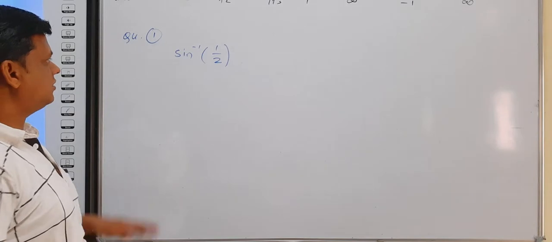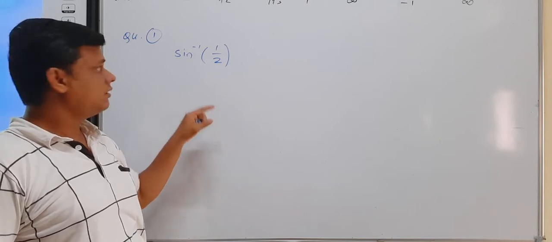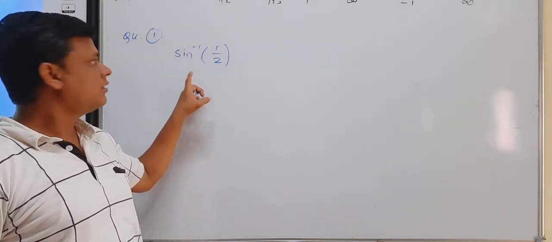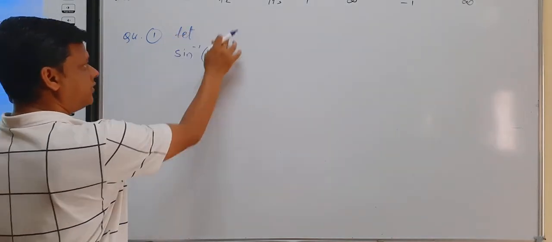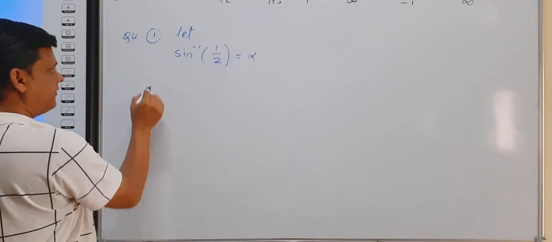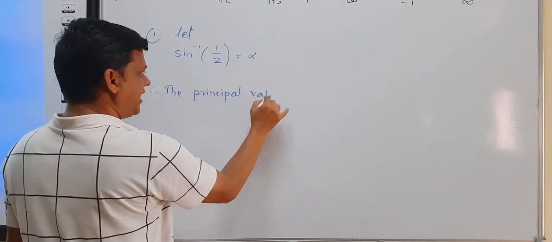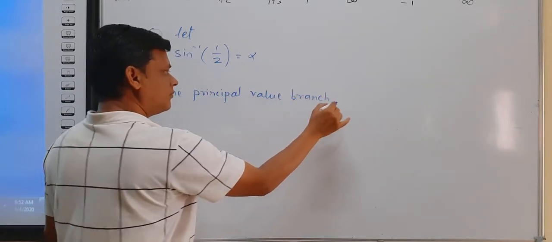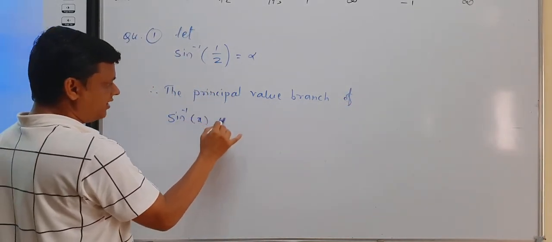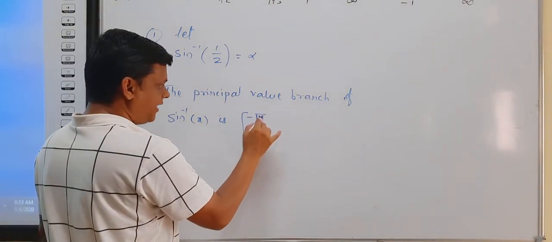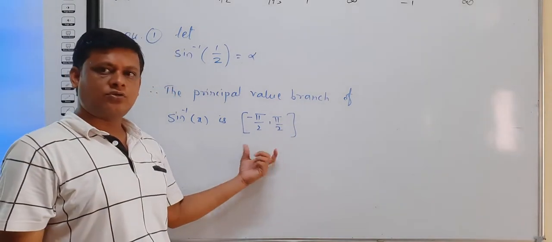Now see the first question, sin inverse of 1 by 2. We first see the principal value branch for this sin inverse. So we denote this as, let sin inverse of 1 by 2 equal alpha. Therefore the principal value branch of sin inverse x is minus pi by 2 to pi by 2, closed interval minus pi by 2 to pi by 2.